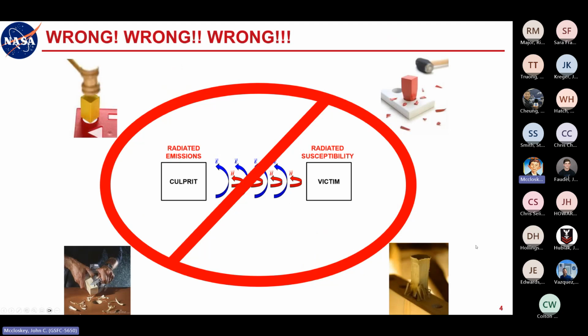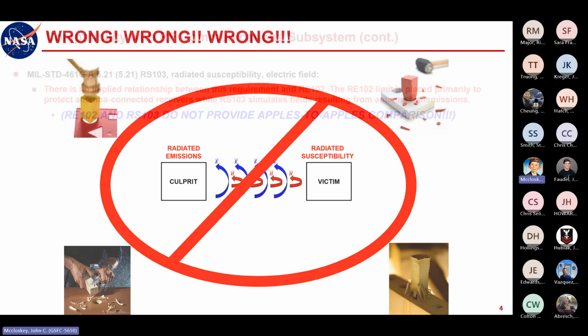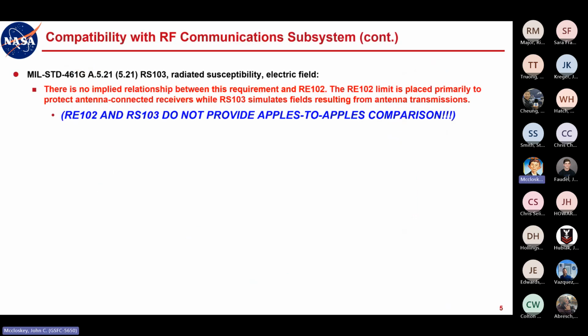They are not meant to be compared directly against each other. So it is not intended to compare the radiated emissions limits to the radiated susceptibility limits. They are two different things. Don't do this. And we've gone over this many times. But just emphasizing verbiage directly from the mil standard, saying the same thing here.